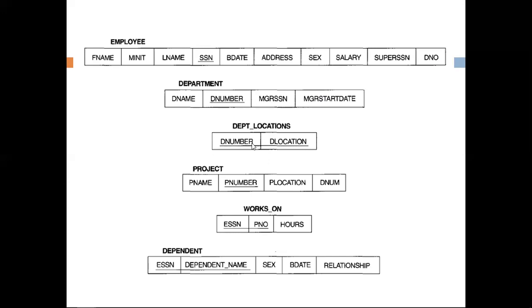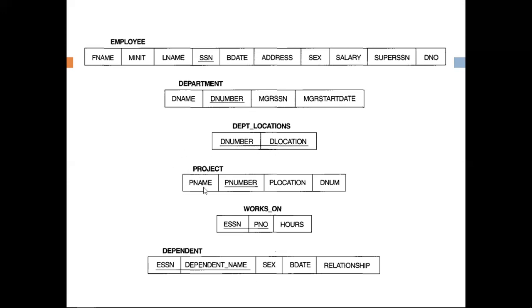Together, they form a prime attribute or key attribute. This indicates that the combination of the number and location should be unique. This department location is a multi-valued attribute of department. Since location is a multi-valued attribute, it is spawned out of the department table and has been created as a separate relation.